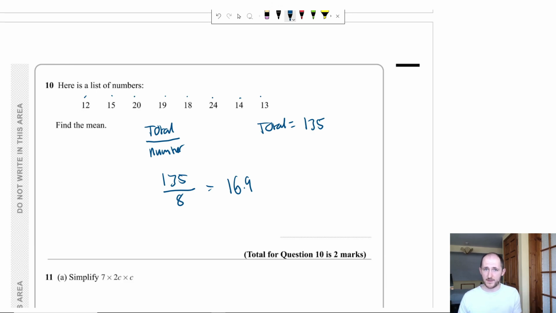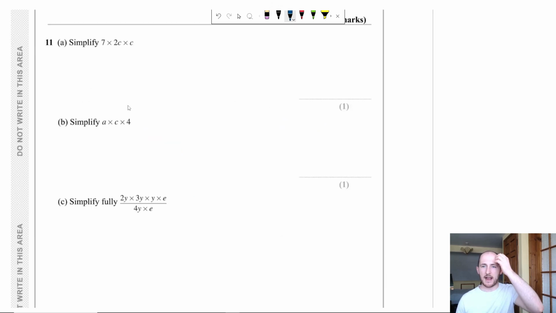Question 11, we have a bunch of algebra, everyone's favourite. So it says simplify 7 times 2c times c. So what I would do is I'd simplify the numbers first. So 7 times 2 times 1, that would be 14. And then what's c times c? Well, that would become c squared. And for this, a times c times 4, there's nothing in common, right? So times numbers, that's 1 times 4. Then we have times the a's, and then times the c, so just 4ac, nice and easy.